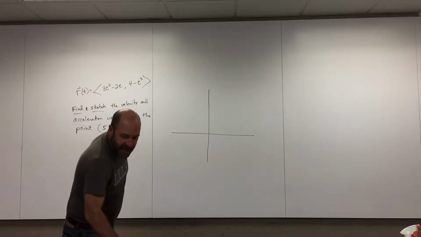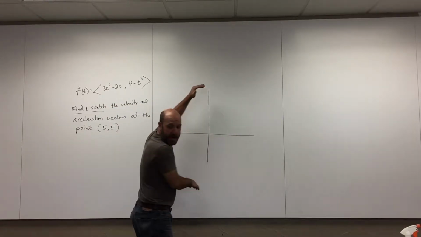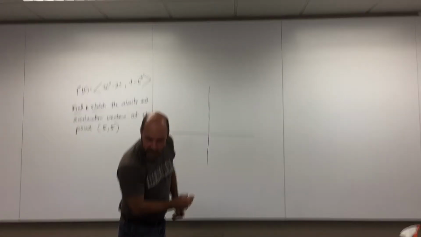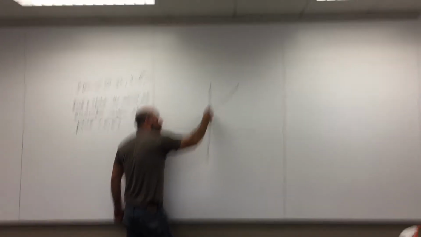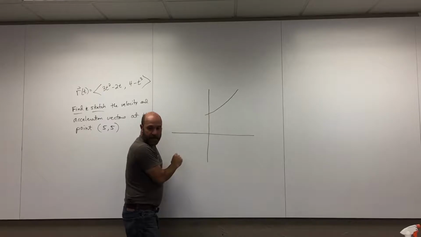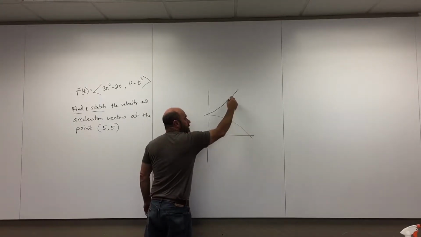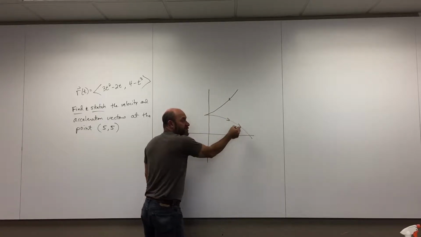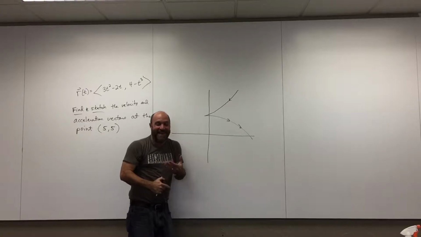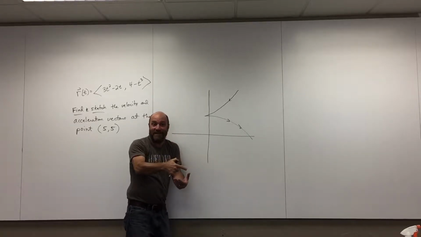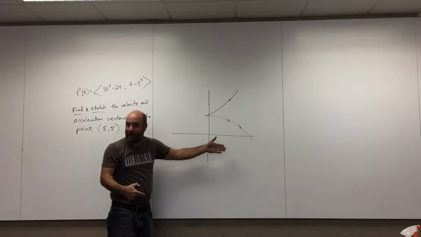Okay, so I got my T set from negative 7 to 7, and I got a window from negative 10 to 10, negative 10 to 10, and I'm sort of seeing this picture. It looked like it came in like this. I'm not sure what it did right here, but then it kind of took off this way. And so I'm going to put this orientation on it because I watched the graph and paid close attention and saw what it did. It went that way. So I have the orientation. The calculator helped me.